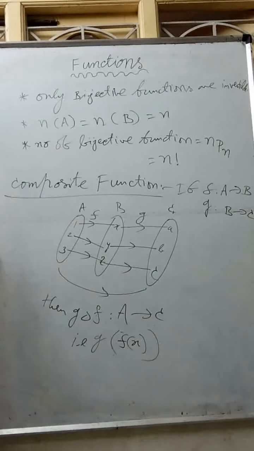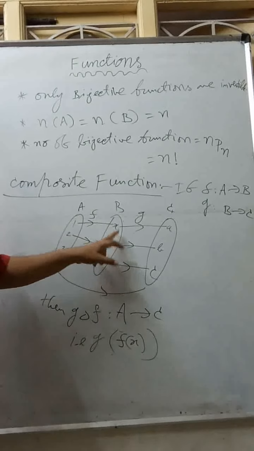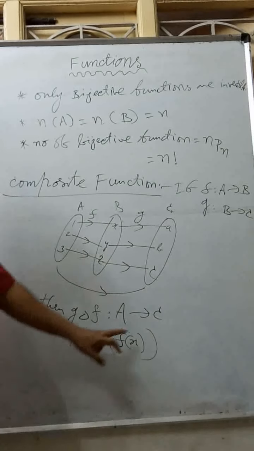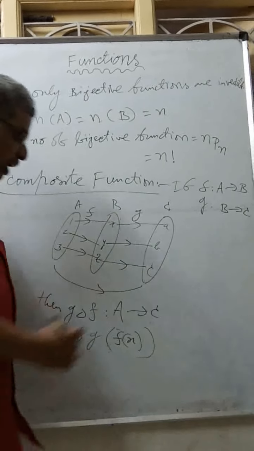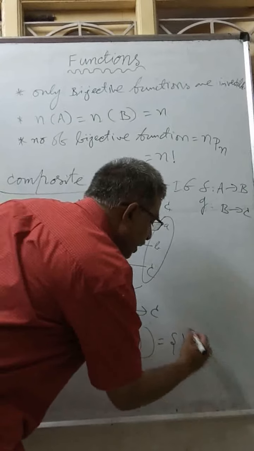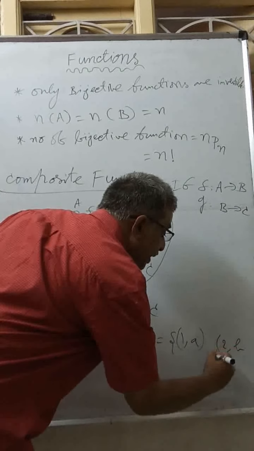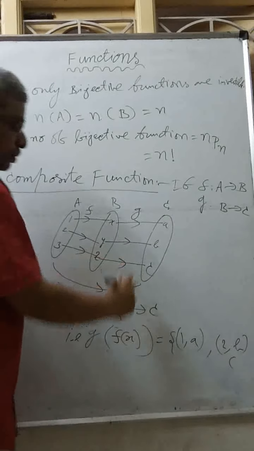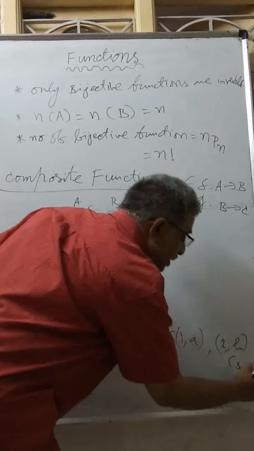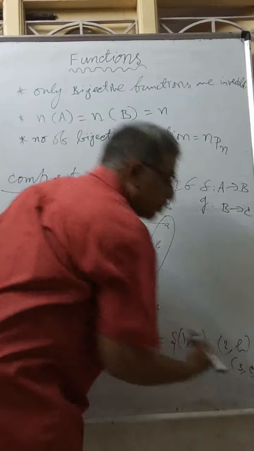G of F of x means G of F of 1. F of 1 is mapped to X, so G of X is A. So G of F of 1 is (1, A). And 2 is mapped to B, means (2, B). And 3 is mapped to C, (3, C). This is called a composite function.